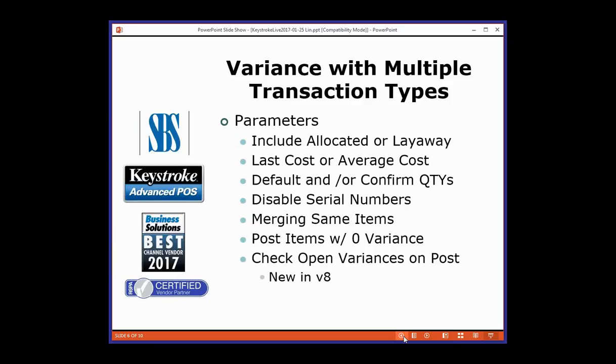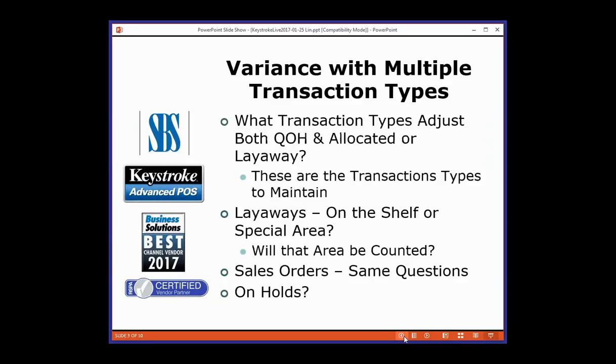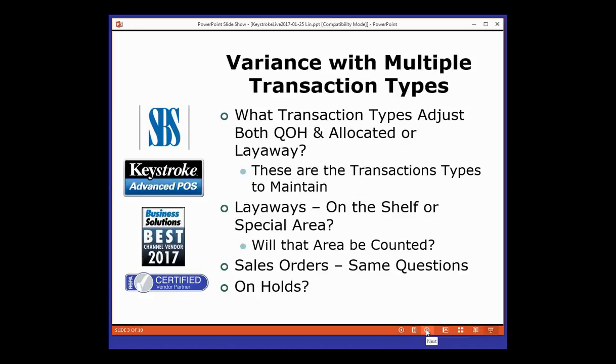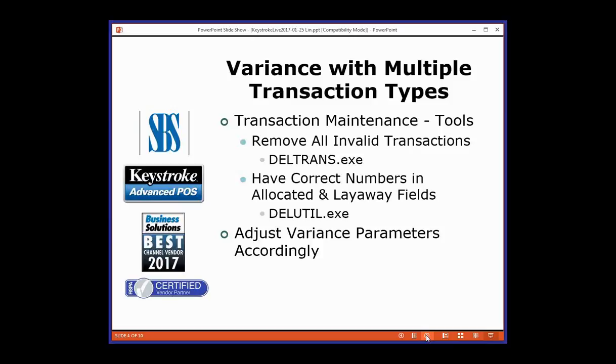So I'm just going to open this up for questions and kind of scroll through some of the things here. Does anybody have any questions on how to deal with your variance when you have multiple transaction types? Any questions at all? This is a powerful tool that you can use in Keystroke.